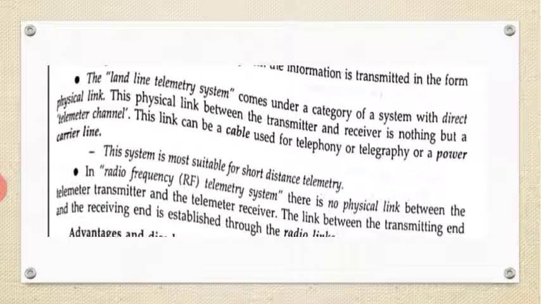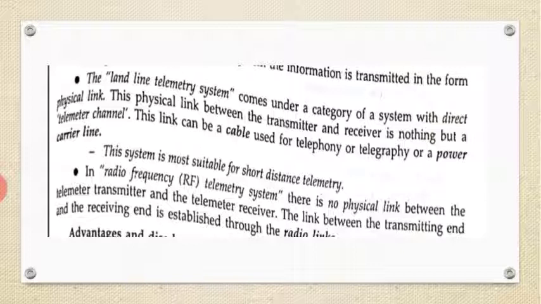Next, the landline telemetry system comes under the category of a system with a direct physical link. Landline is nothing but a physical link; a physical wire or cable is provided for the connectivity. This link can be a cable used for telephony or telegraphy, or power carrier lines. This system is most suitable for short distance telemetry because cables are used.